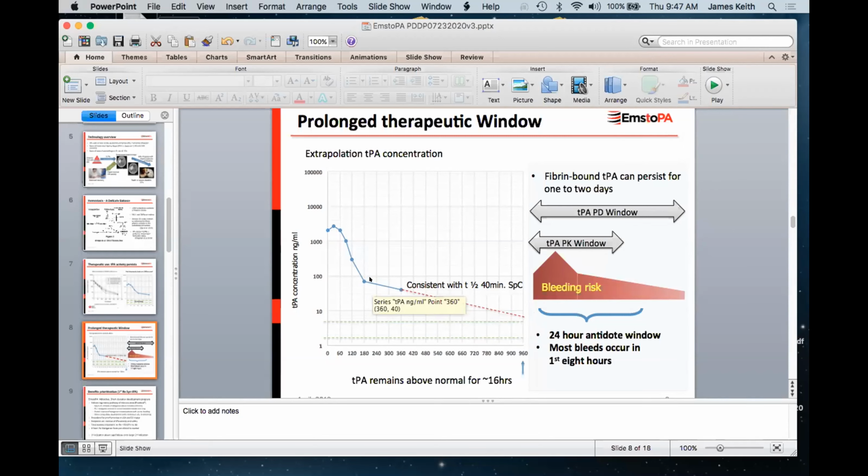And so initially what we plan to do is develop this as an acute inhibitor of the tPA activity in the actively bleeding patient. But if superior safety is demonstrated, then we'll potentially be able to use it prophylactically after the clot has lysed to restore hemostasis and decrease this bleeding risk.